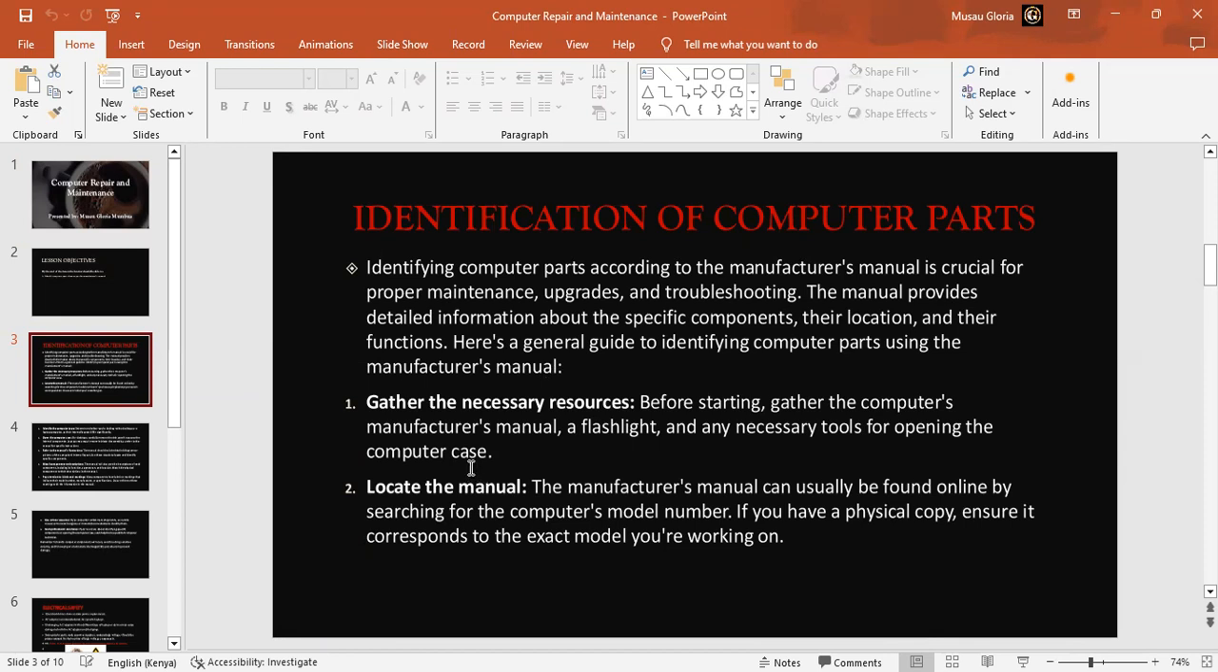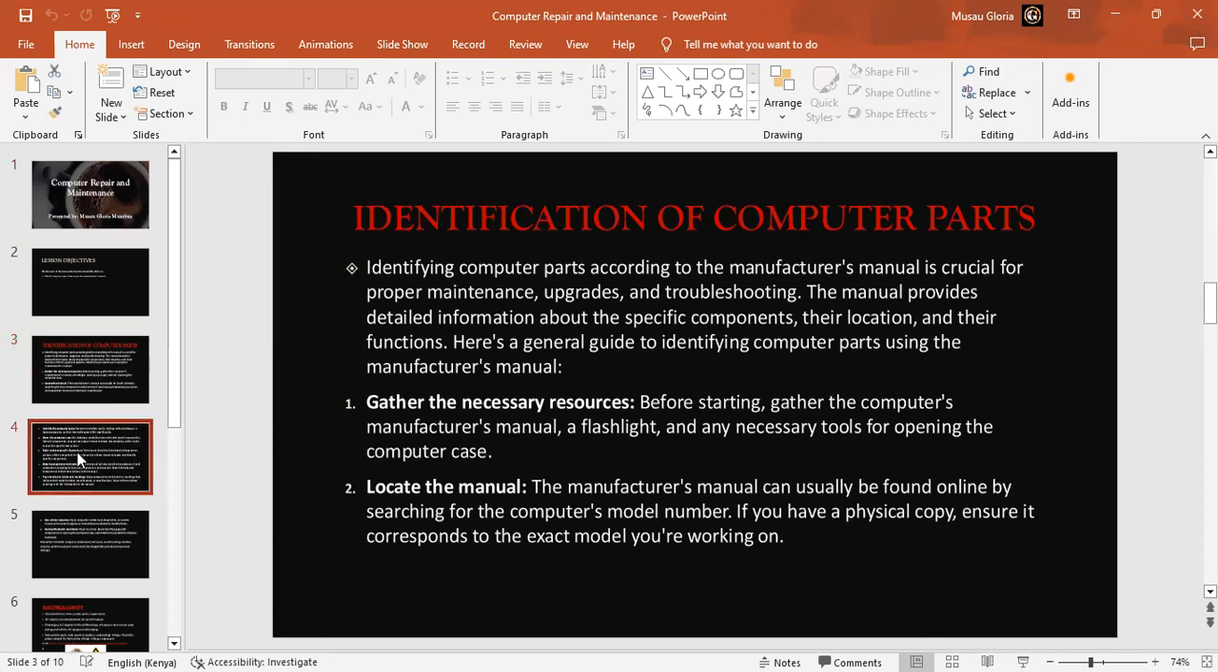The first thing you need to do is to gather the necessary resources. Before starting, you need to gather the computer's manufacturer's manual, a flashlight, and any necessary tools for opening the computer case. The next thing is to locate the manual. The manufacturer's manual can usually be found online. If you purchase a computer or a device without the manual, you can always search for it online. You take the model number of the machine and search for it online.